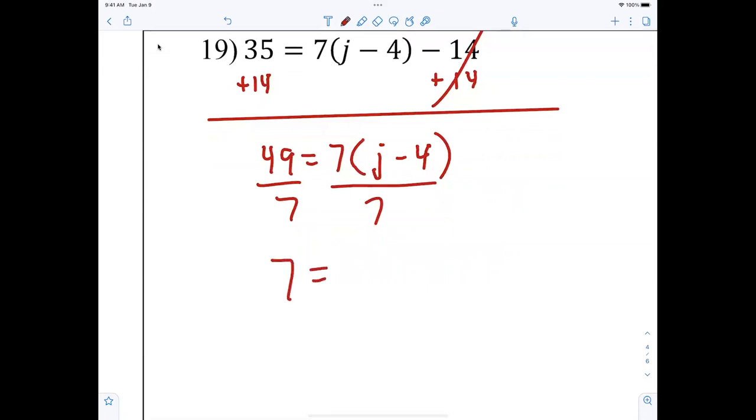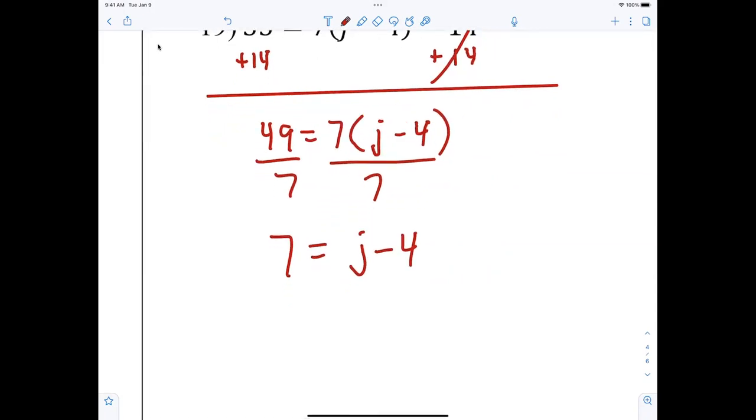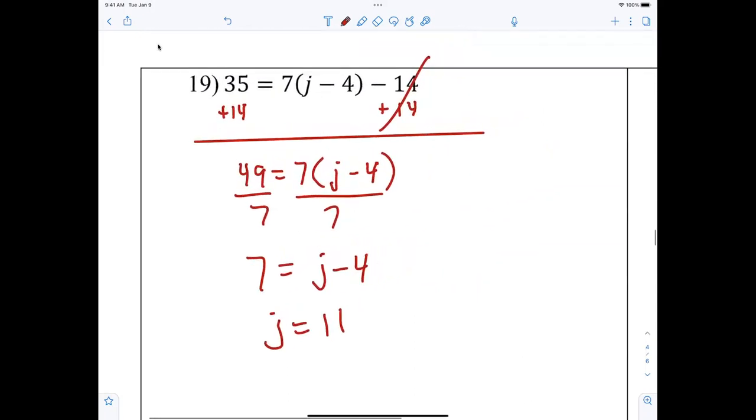And then you get j equals, yeah, j equals 4. And now you what? Add 4. Add 4. And then you get 11. Nice work. That was good thinking. All right. I like that.